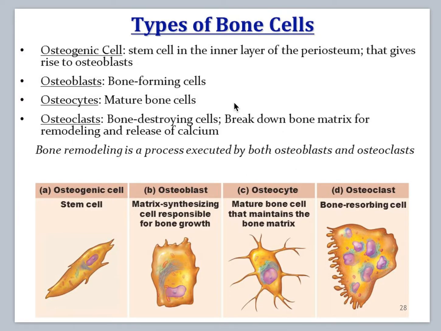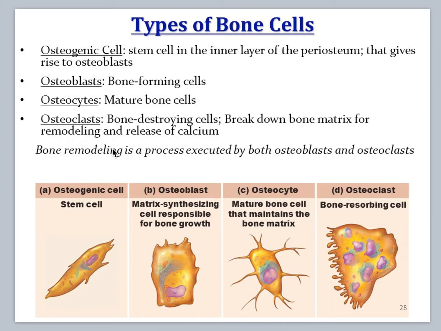I'll repeat: the osteogenic cells are the stem cells in the inner layer of the periosteum that give rise to osteoblasts. Osteoblasts are bone-forming cells. They become osteocytes, which are mature bone cells. Osteoclasts come from a whole different lineage than these other three. These are bone-destroying cells. They break down the bone matrix for remodeling and release of calcium. Osteoclasts come from the hematopoietic stem cell line.